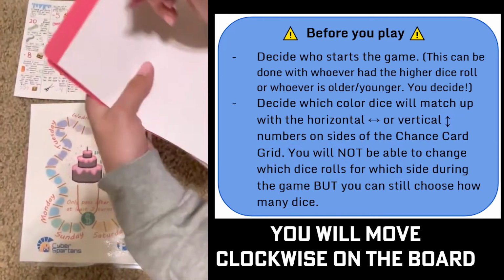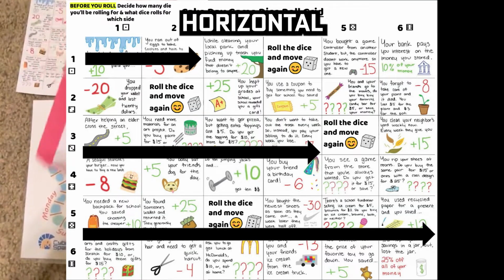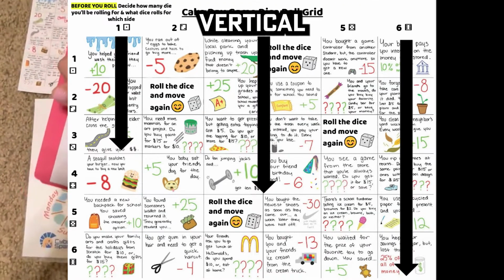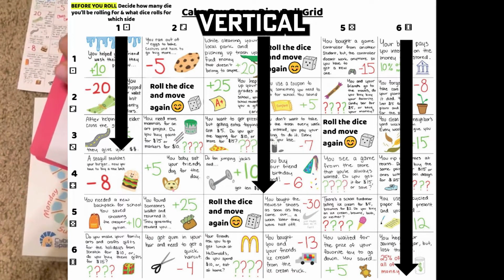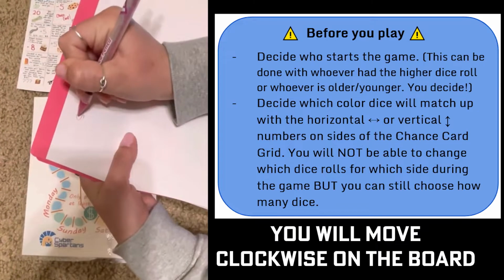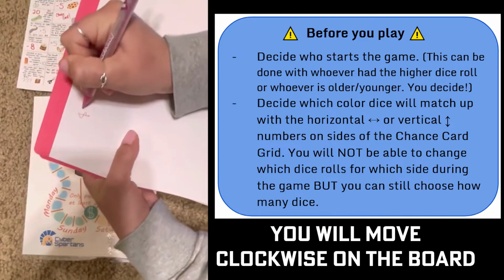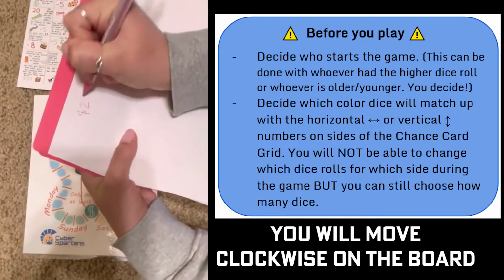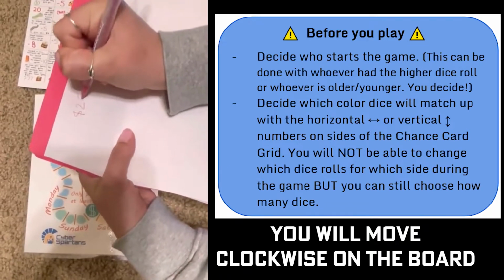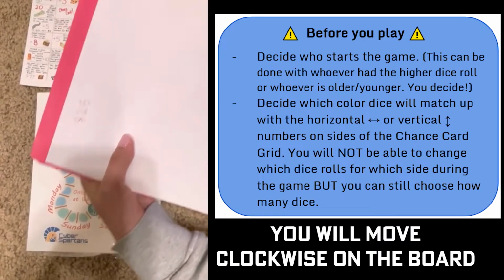Decide which color dice will match up with the horizontal, which runs left to right like this, or vertical, which runs up and down like this, numbers on the sides of the chance card grid. You will not be able to change which dice rolls for which side during the game, but you can still choose how many dice. All right.